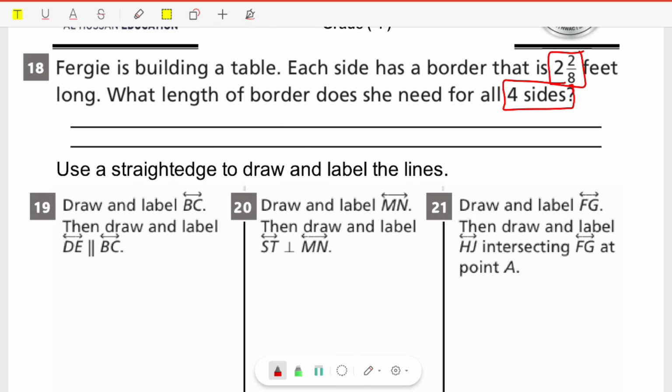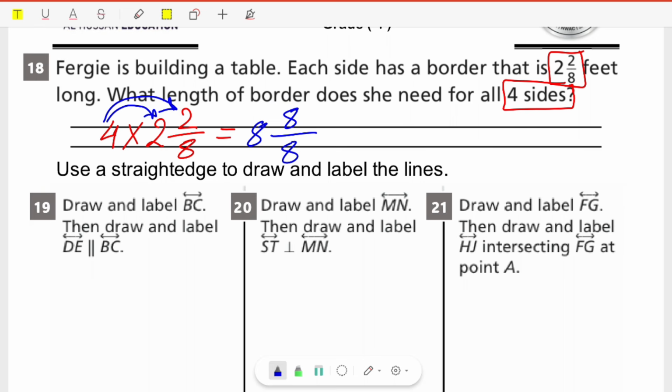So we're gonna multiply here 4 times 2 and 2 over 8. In the same way, we're gonna start multiplying the 4 by both the 2 and the 2. So we're gonna multiply the 4 by the whole number and the 4 by the numerator, and we can't change the denominator, so the 8 stays the same all the time. So 4 times 2 equals 8, and 4 times 2 equals 8 over 8.